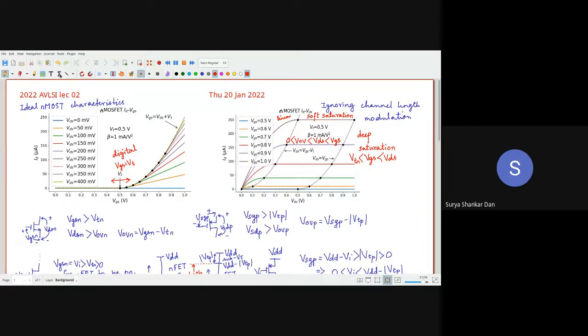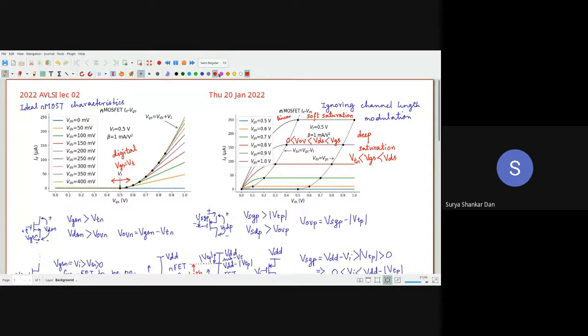Now comes the important part. That is one of the reasons why, when you are dealing with digital ICs, people will never see this diagram mostly. You don't deal with this ID VDS diagram. For digital IC designs, you look at ID VGS, so that you can see the VT. This ID VDS plot is primarily used for analog IC designs.